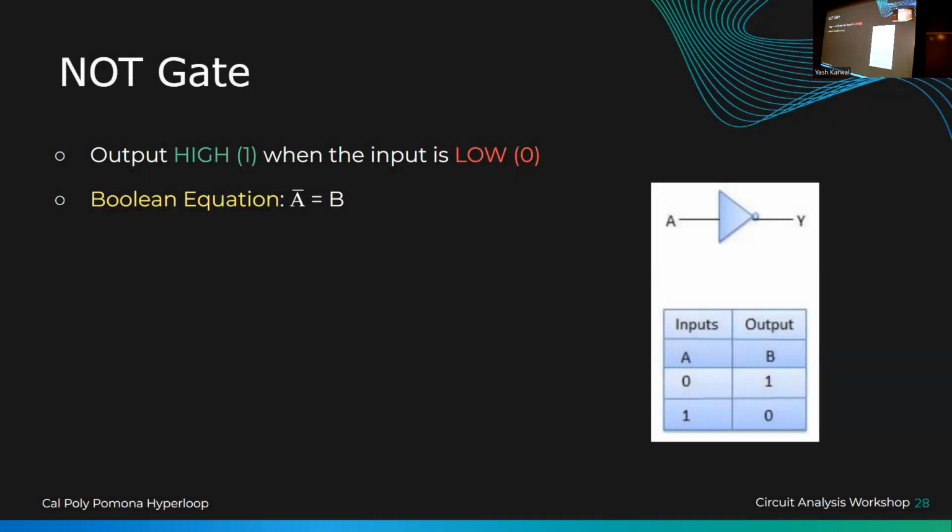A NOT gate happens when you input high, but the output you want is 0. A NOT gate often involves a transistor, so let me draw. Okay, there you go. All right, that will be ground. And this will be B. And this will be C.